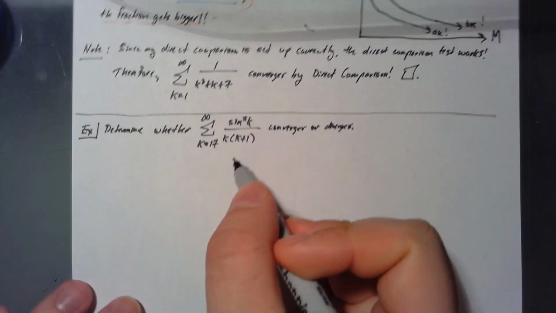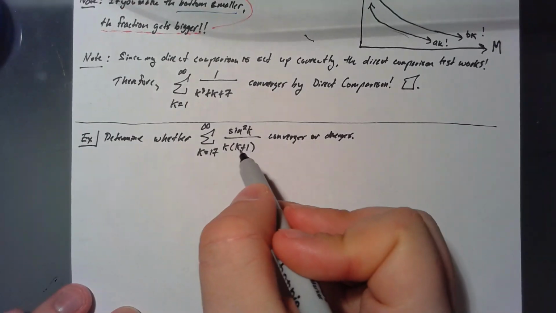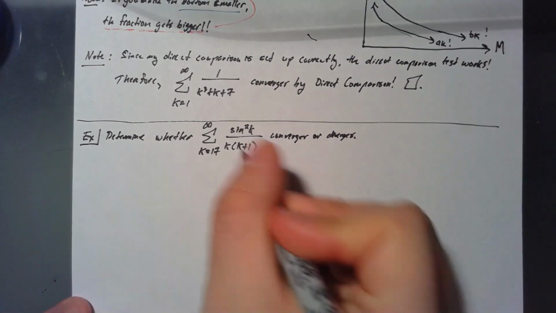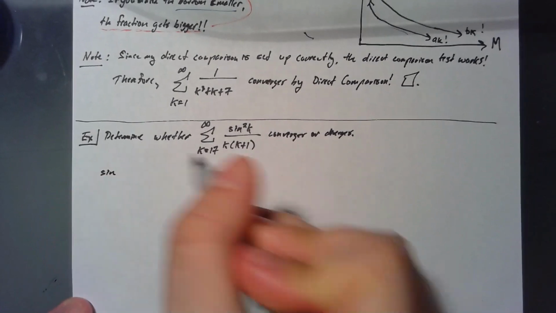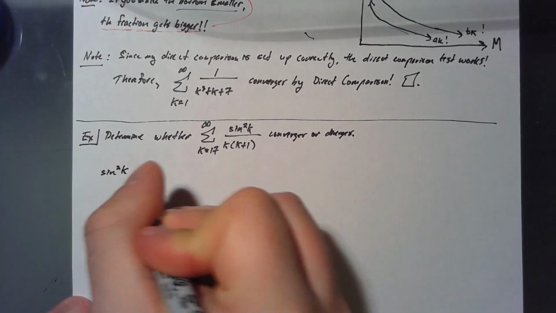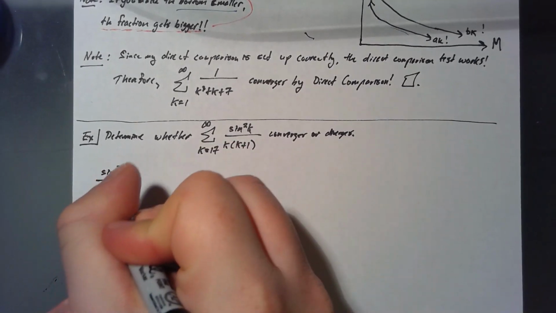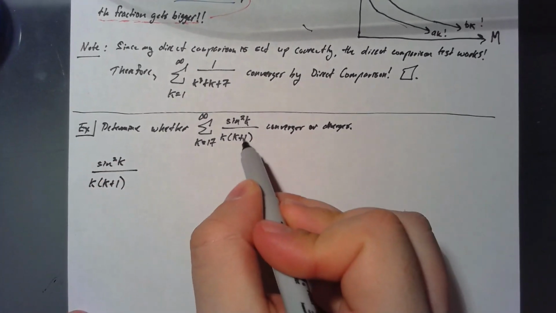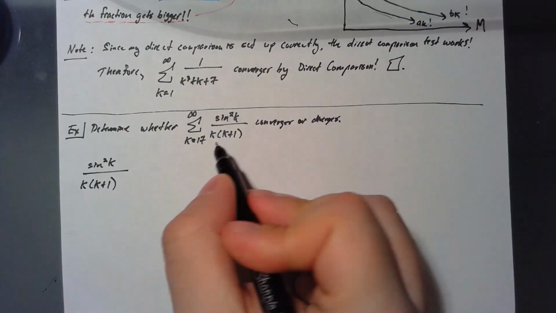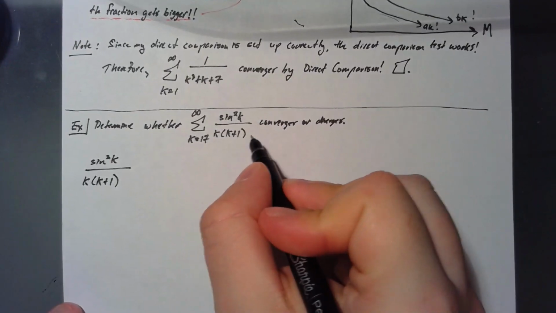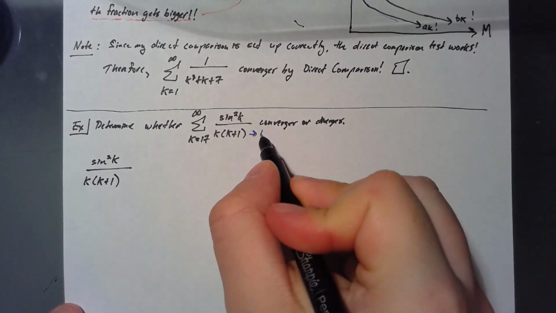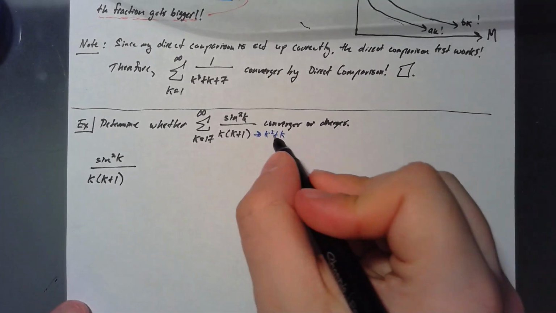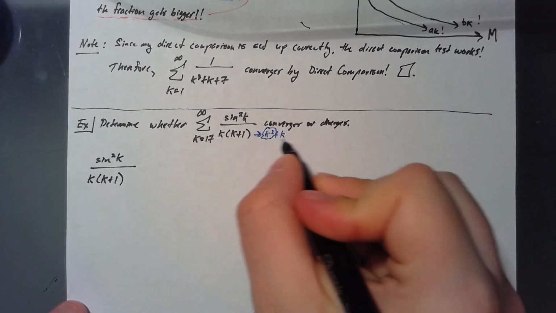So since I'm thinking about using direct comparison, here's my original series, right? So start with that. Now, what's the dominant term in the denominator down here? This is factored out, but if you multiply that out, that's k squared plus k, right? So the dominant term here is k squared.